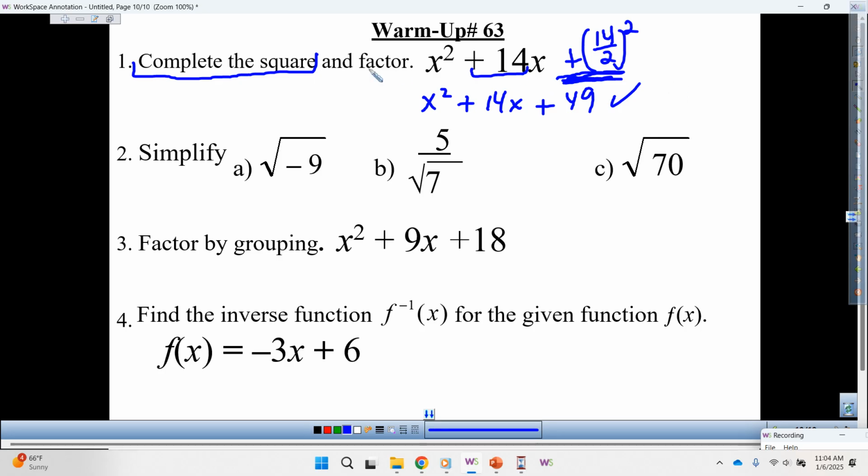Next, we need to factor. So do we know how to factor these trinomials? Yes. What goes on top? 49. Very good. What goes below? 14. What two numbers multiply to give me 49 and, when you add them, give us 14? 7 and 7. So my factors are x plus 7, x plus 7, or we can also write it as x plus 7 squared.